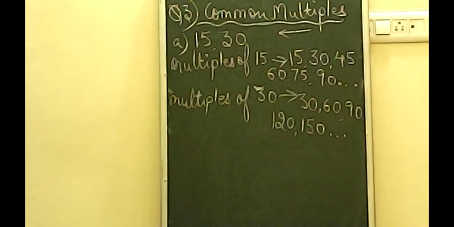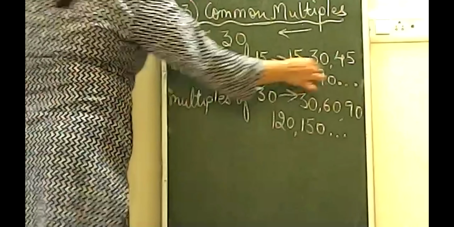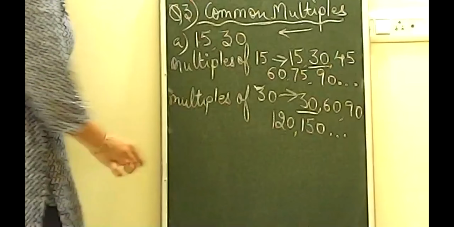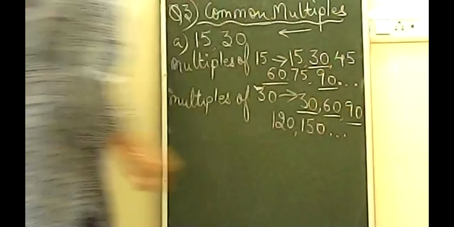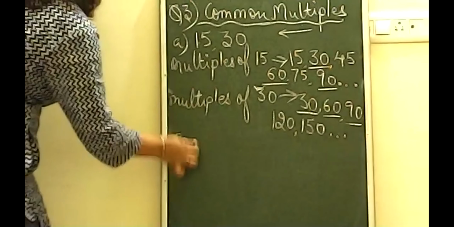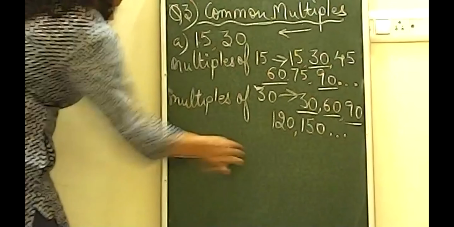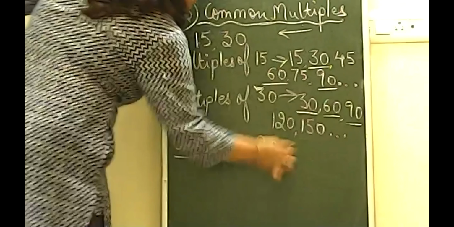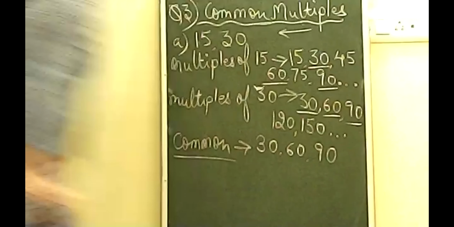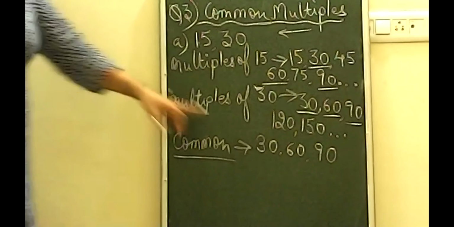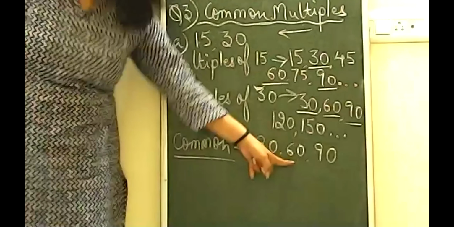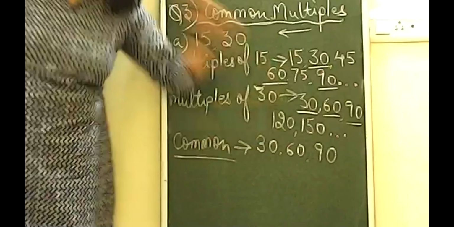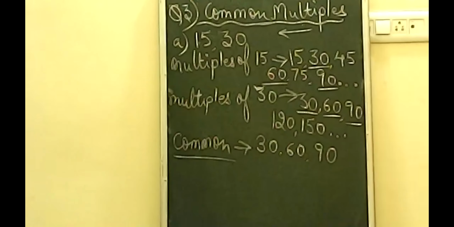Okay, now see this. What is common in this? You will find we have got 30 common, and also we have got 60 common, and also we have got 90 common. So I am just underlining it and I am writing it here, common. What is common here? 30, 60 and 90. Now what do you think? Look here, see the pattern. What is common multiple? 3 ones are 30, 3 twos are 60 and 3 threes are 90. Can you tell me in the list of common multiples what number will be next?